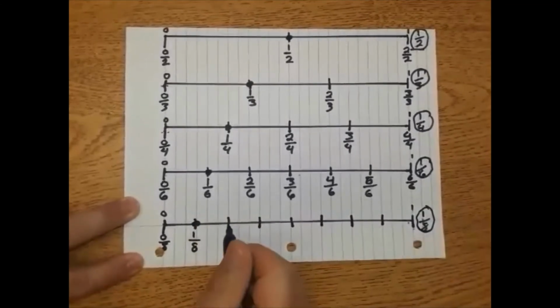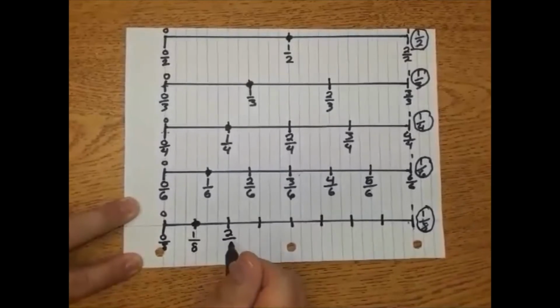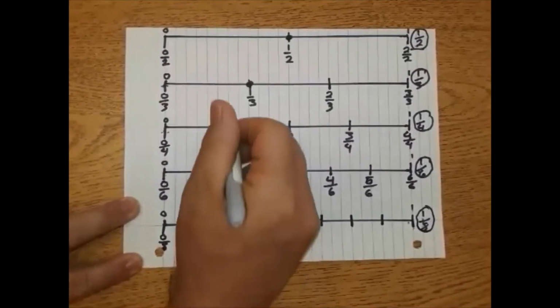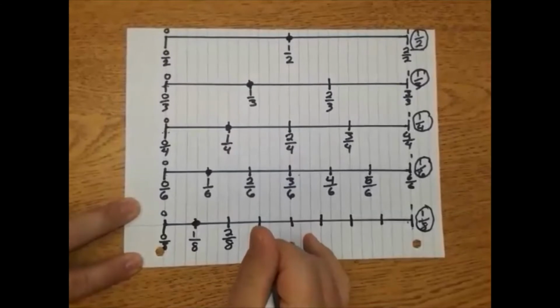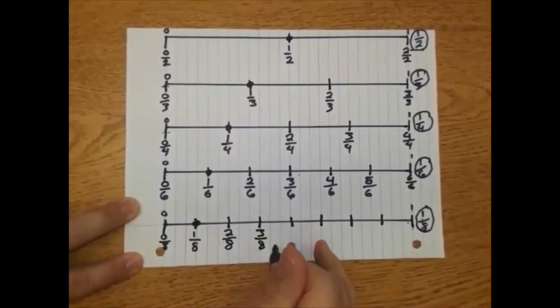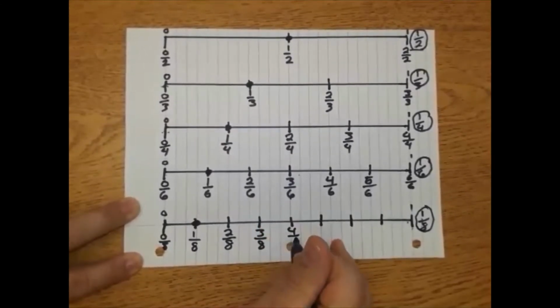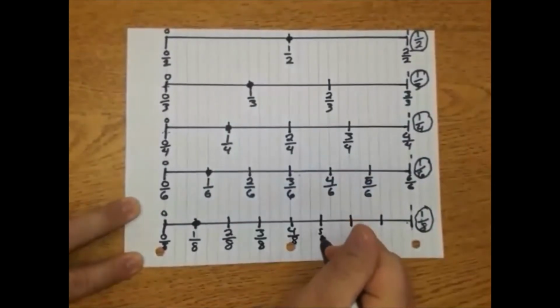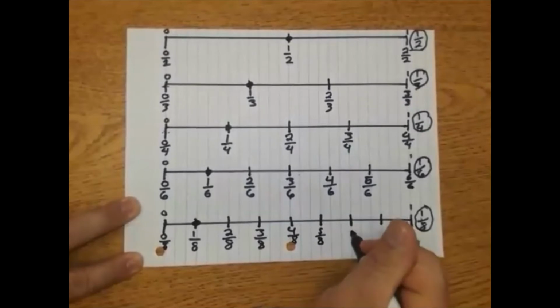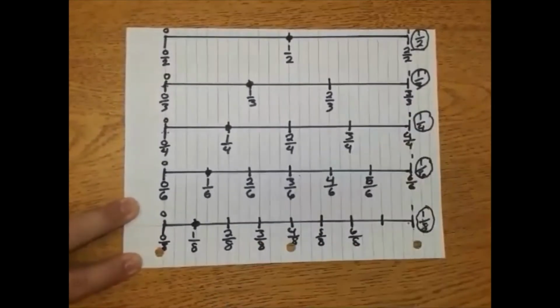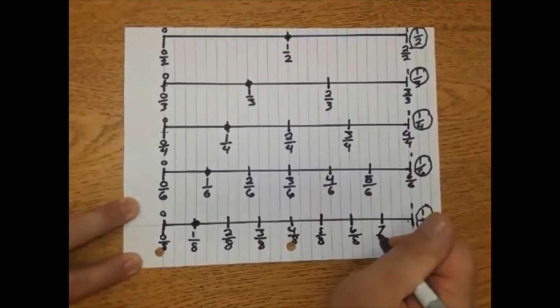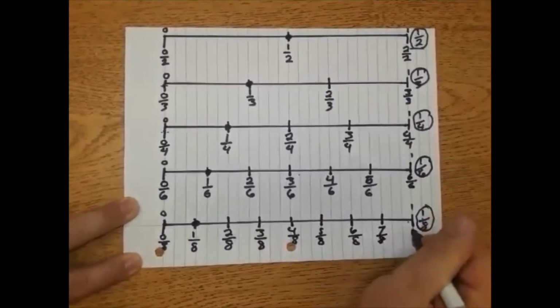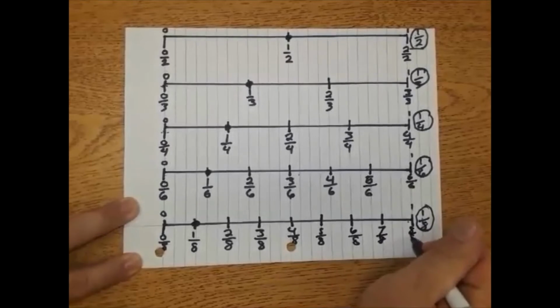1/8. 2/8. If you look, that's equal to 1/4. 3/8. 4/8, which is equal to a half. 5/8. 6/8, which is equivalent to 3/4. 7/8, and 8/8, which is equal to 1 whole.